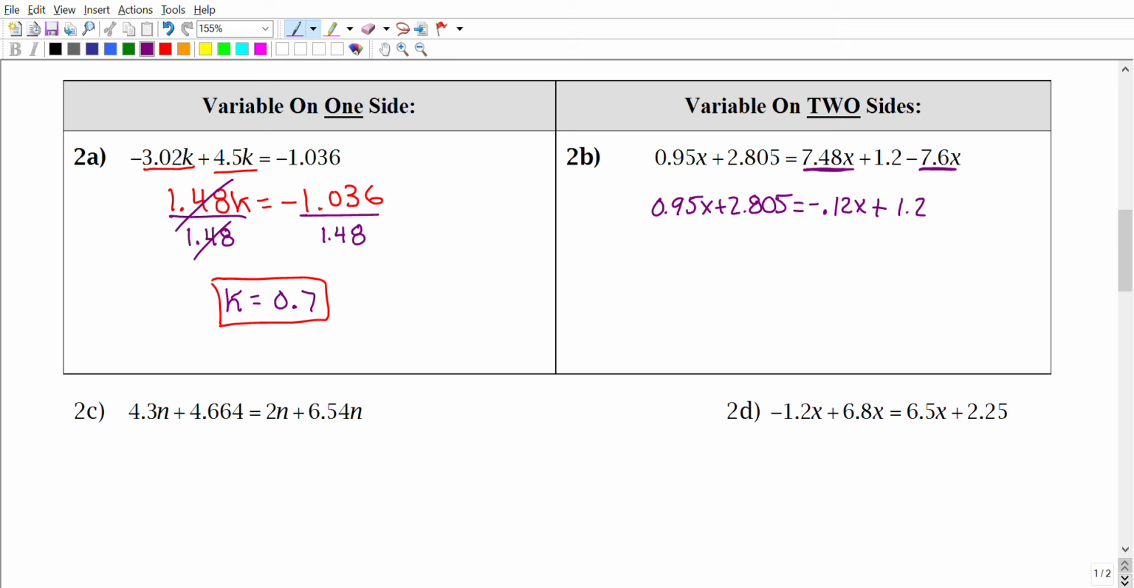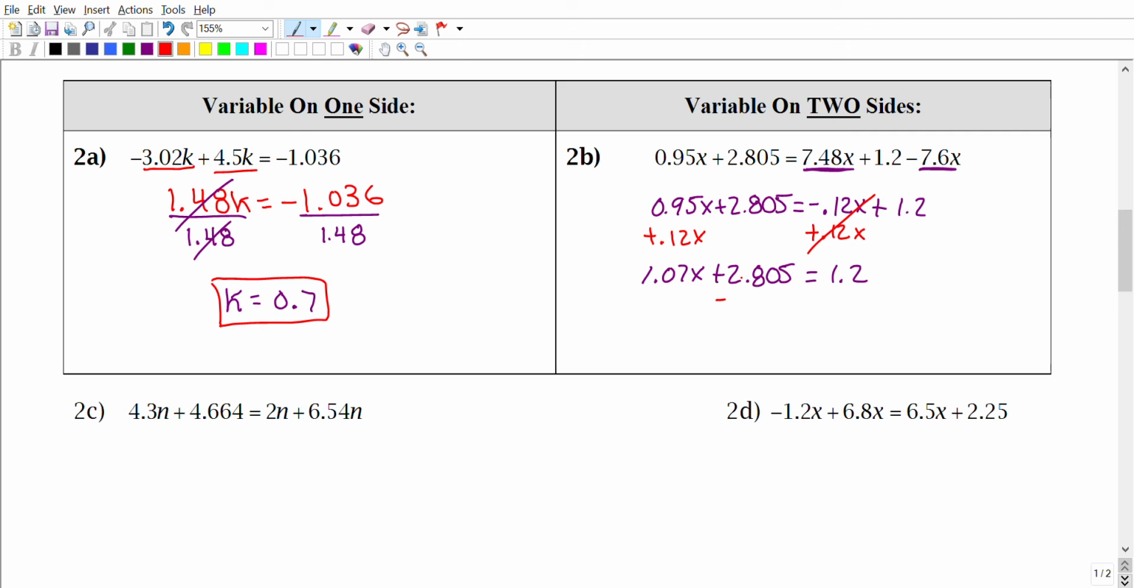Now the next thing to do is get the variable term on one side. So again, our rule of thumb is move the smaller one. So I'm going to get rid of this -0.12x by adding it to both sides. So let's cancel that out. I get 1.07x plus 2.805 equals 1.2. All right, so we can continue. We can keep going. Now we have the variable term on one side.